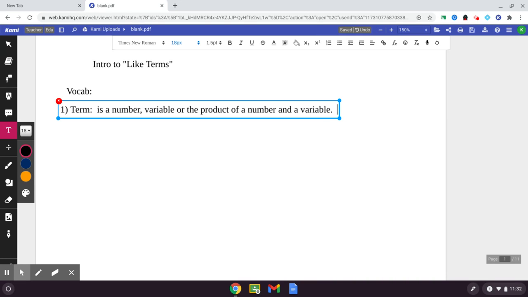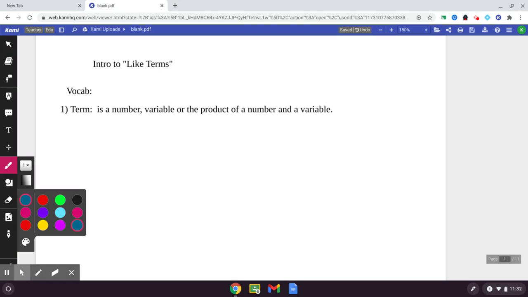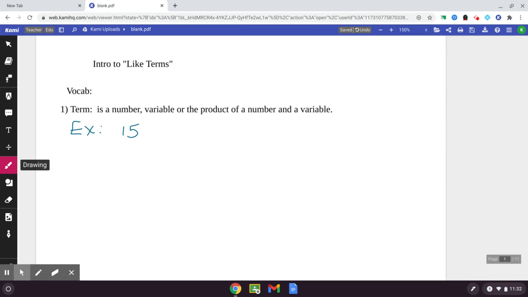All right, a couple of examples. Let's say you had 15. Well, that's a number, so that would be an example of a term. Let's say you had X. That's a variable, so that's an example of a term. Let's say you had 6Y. That's the product. Product means multiplication, and this is saying 6 times Y because it's right next to it. So this is the product of a number and a variable. So that's an example of a term. These three examples are all what we call one term. There's only one term in the expression.